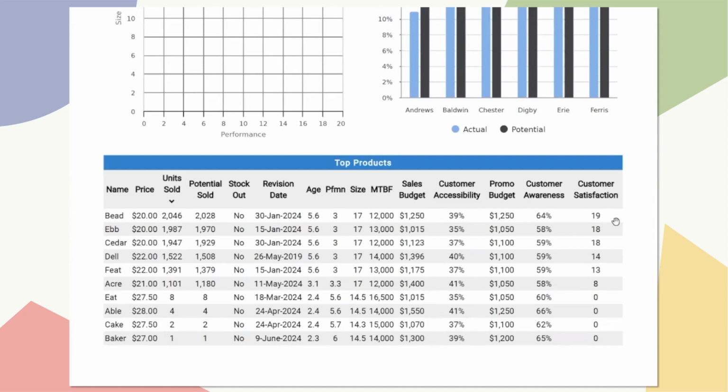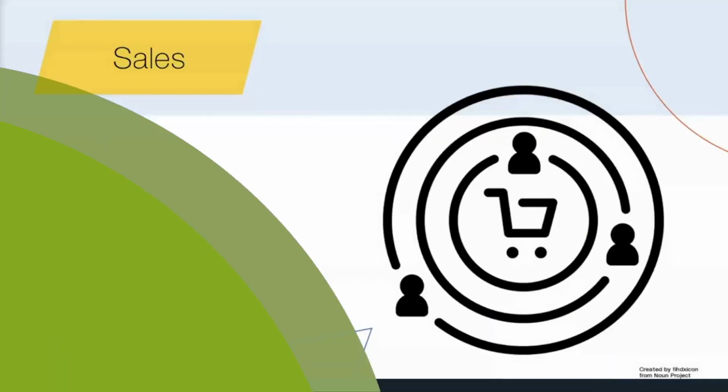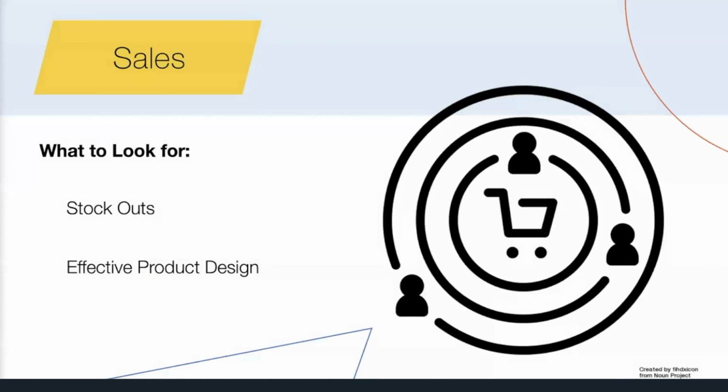So, when you analyze sales, pay attention to the customer satisfaction score. This is going to tell you which product customers prefer based on the higher number. Product design that meets customer expectations is the core of competitive sales. To summarize, if your sales aren't meeting your expectations, the report will help you uncover potential issues with availability, stockouts, and/or product design.